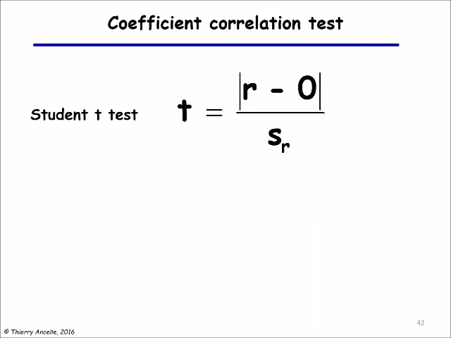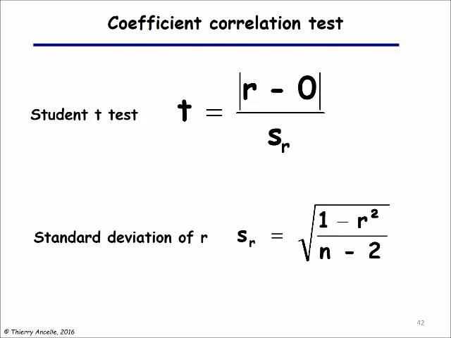The test itself is not very complicated. It is a simple Student t-test where the value of R is compared to 0. The statistic t is the ratio of R minus 0 divided by the standard deviation of R. The formula of the standard deviation of R is quite simple: square root of 1 minus R squared divided by the number of couples of values minus 2. Then the observed value of t is compared with the values of the t table at the line corresponding to the n minus 2 degrees of freedom.